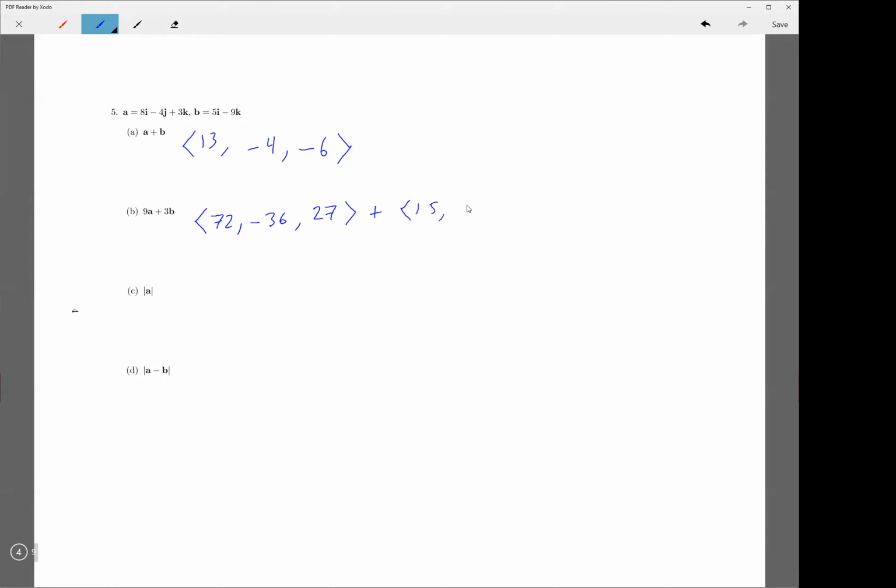So that's going to be 15, 0, because there's no j, so there's no y component. And then 3 times -9, that's -27. And then just add those together, and, well, that's big. So that's going to be 87, -36, and 0. Okay, let's try that.